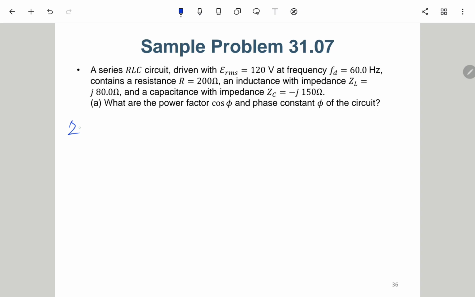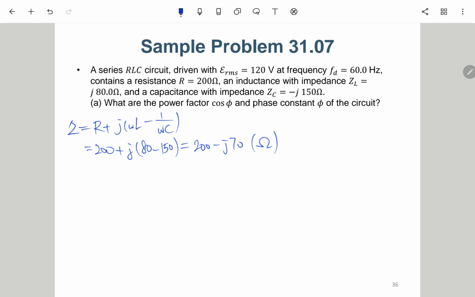So here Z is R plus j omega L plus minus 1 over omega C. Here R is 200, and then plus j80 minus 150. So this is nothing but 200 minus j70 ohm.